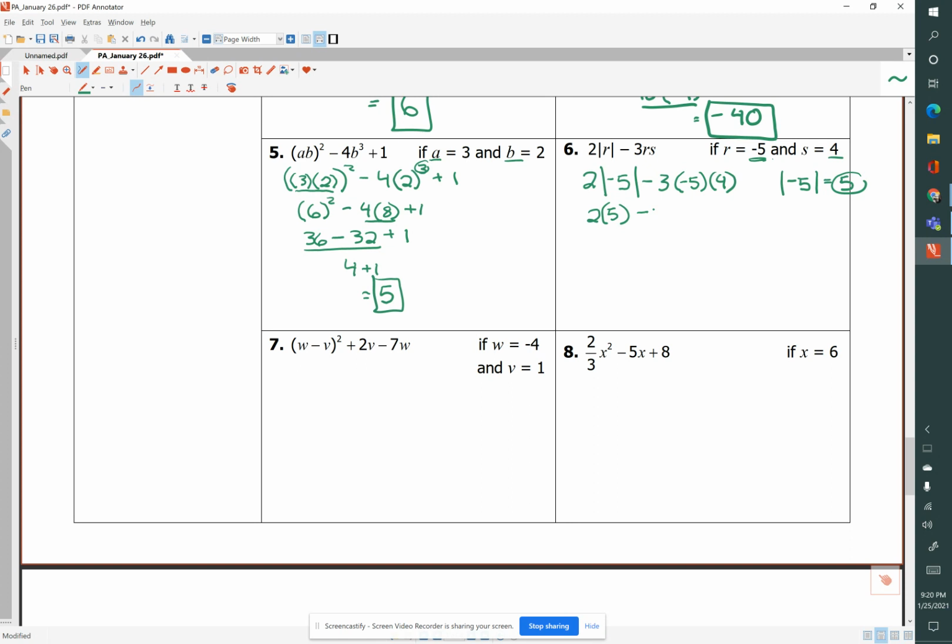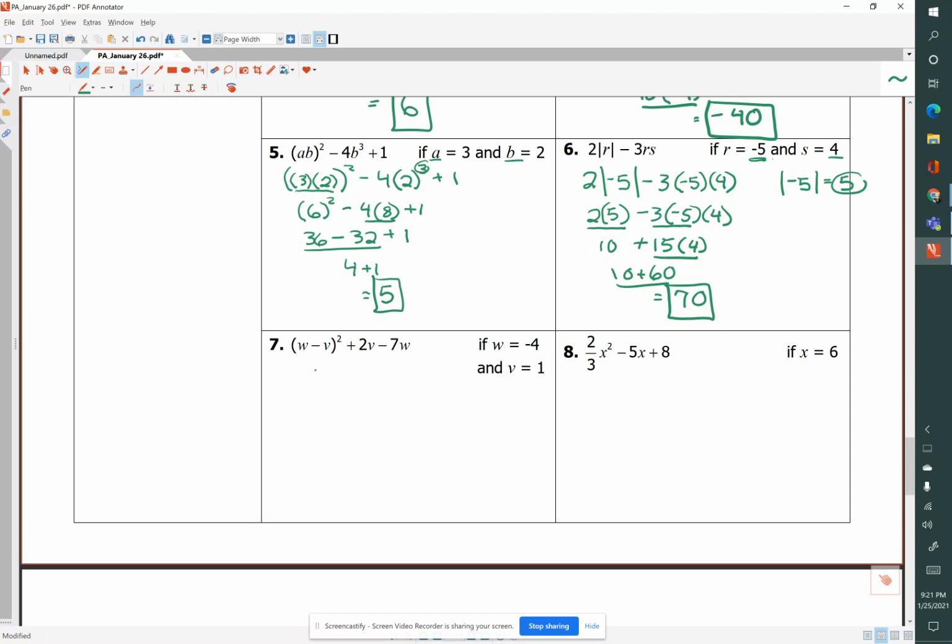Minus 3 times -5 times 4. Now, 2 times 5 is 10, minus, and we have more multiplication here. We'll work from left to right. -3 times -5 is positive 15, times 4. And we have to do this multiplication. 10 plus 15 times 4, 60. 10 plus 60 equals 70.